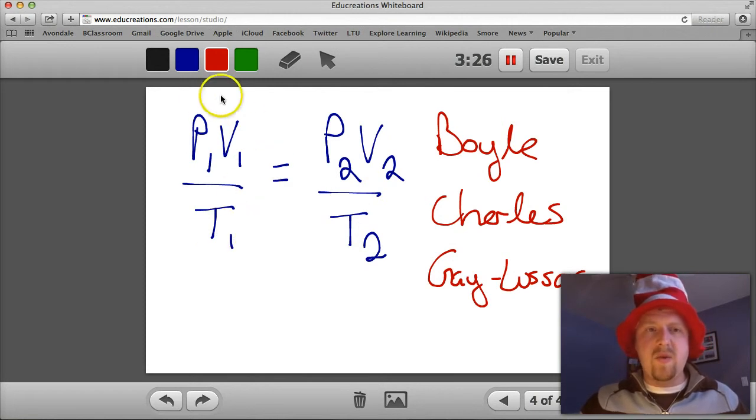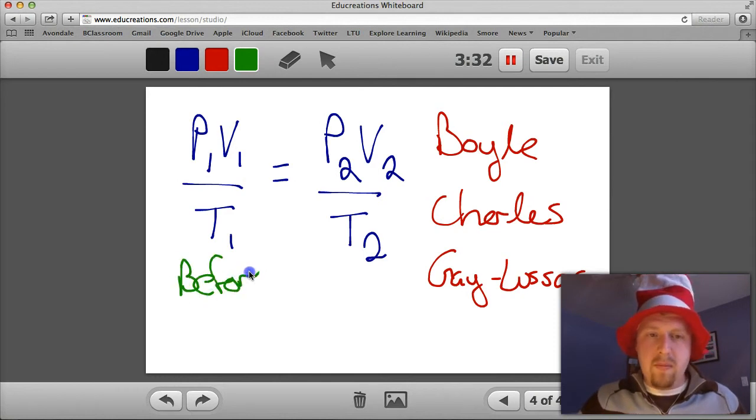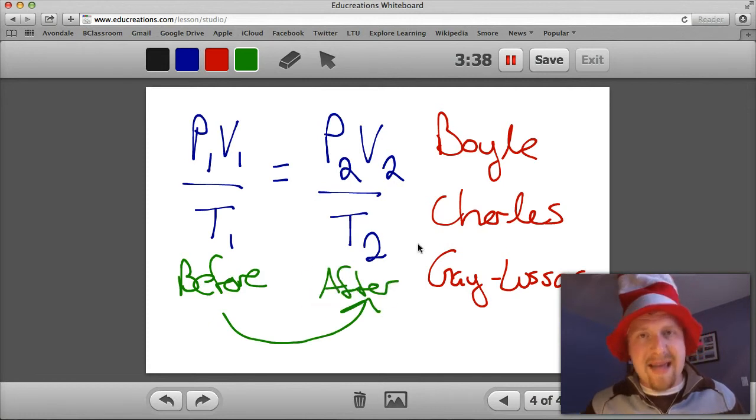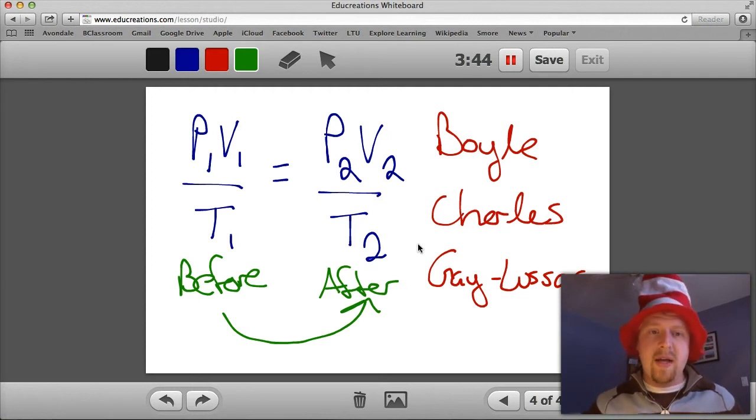All three of their laws are tied up in this. However, this deals with before and after. How did something change? How was the gas before, and it changed into something after. Now, it's still a gas, but the conditions of the gas, either the pressure, the volume, the temperature, or all three, changed. So this is really something that happens over, and this is the key idea, time.